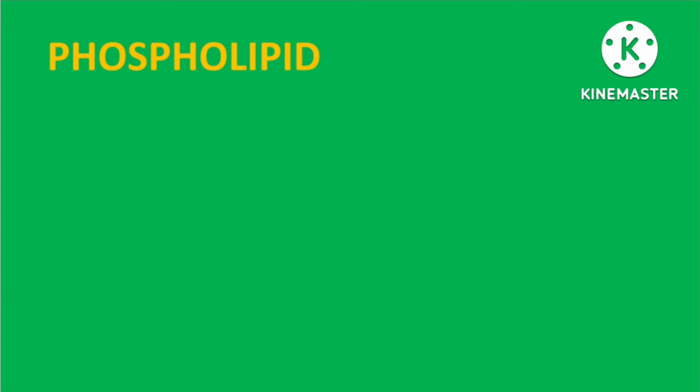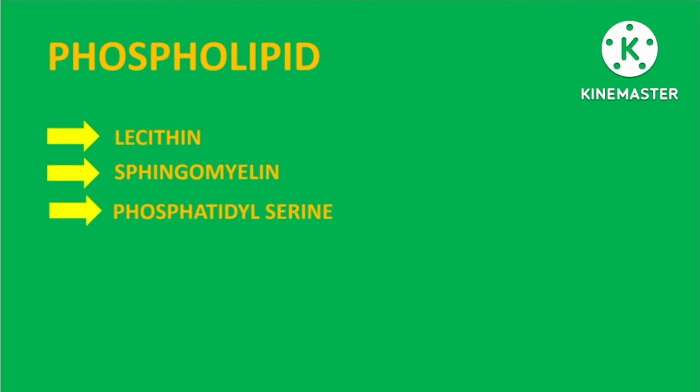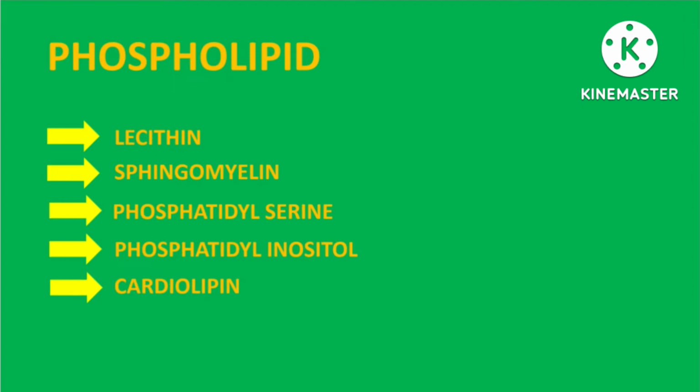Some types of phospholipids are lecithin, sphingomyelin, phosphatidylserine, phosphatidylinositol, and cardiolipin. Lecithin and sphingomyelin are found in the lung surfactant. Sphingomyelin is also found in the nerve cell membrane.